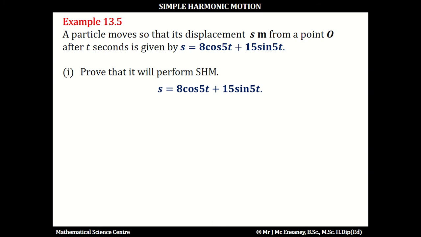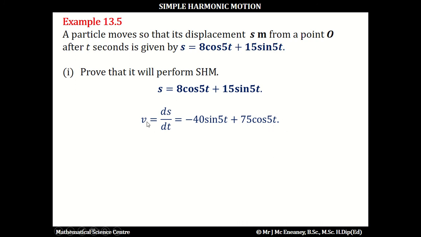So if we differentiate displacement, it gives velocity. So velocity is ds/dt. Now if we differentiate 8 cos 5t, the 5 multiplies with the 8 to give 40, and when you differentiate cos 5t, it gives a minus sin 5t. So this gives minus 40 sin 5t. Next, if you differentiate 15 sin 5t, the 5 multiplies with the 15 to give 75, and when you differentiate sin 5t, it becomes a cos 5t. So velocity is minus 40 sin 5t plus 75 cos 5t.